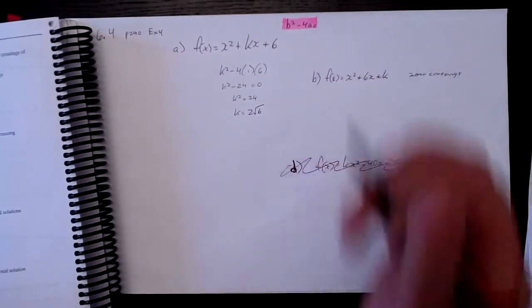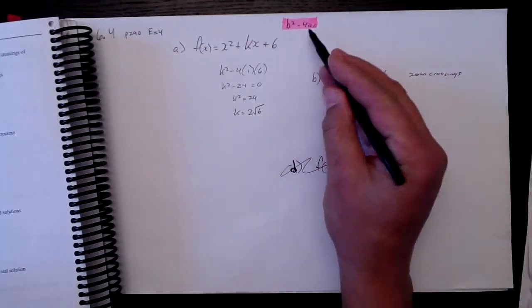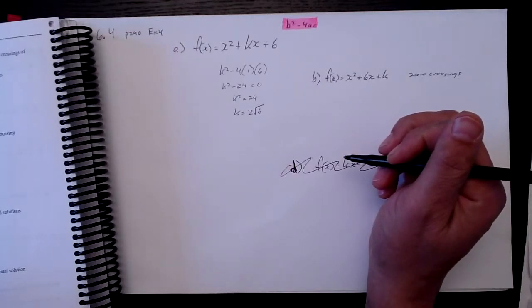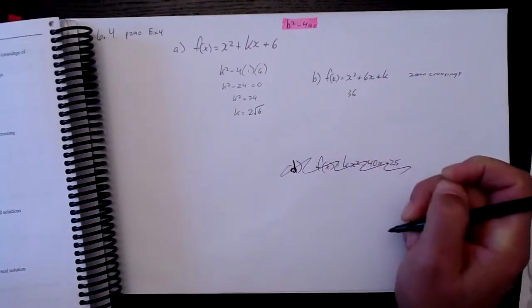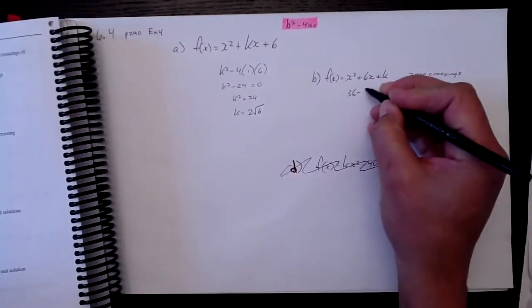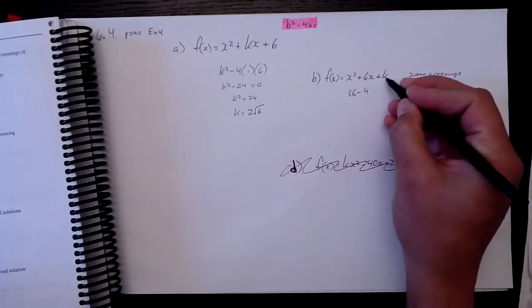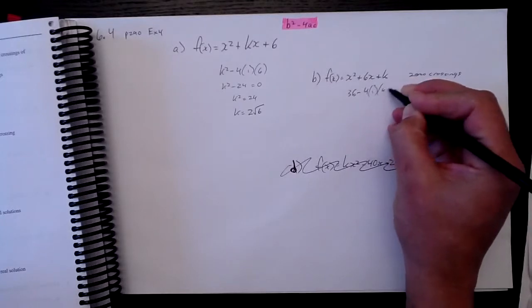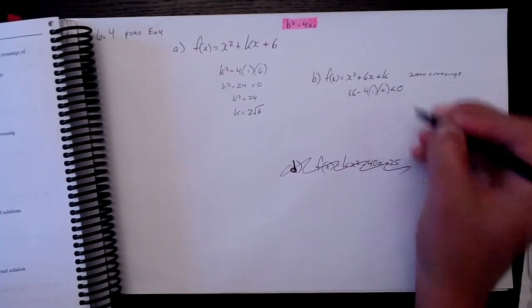0 crossings means the discriminant must be a negative number. Easily done. B squared minus 4ac. Well, there are a range of values here that will work. So, b squared is 36 minus 4 times 1 times c, which is k. So 4 times 1 times k has to be less than 0.